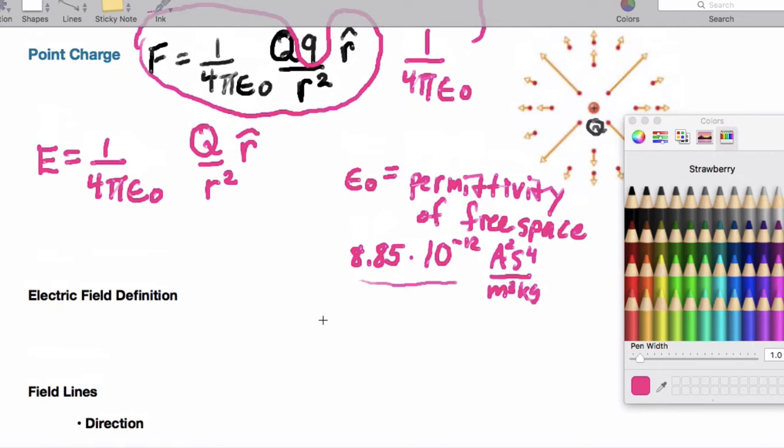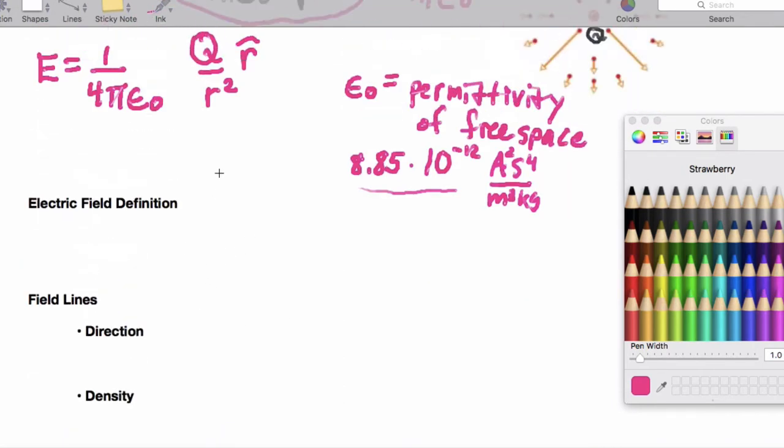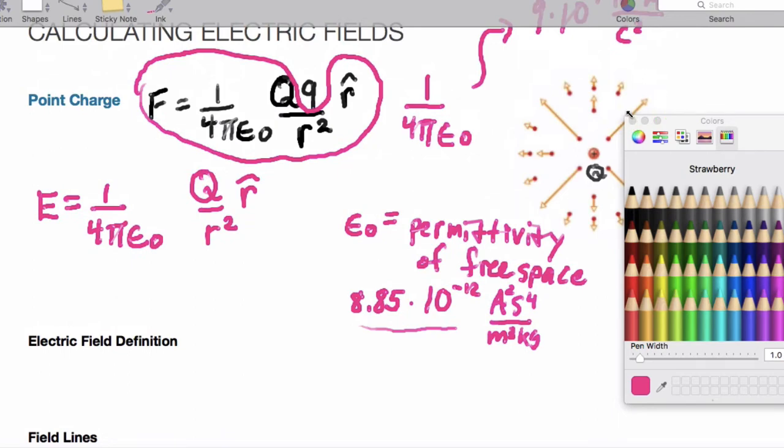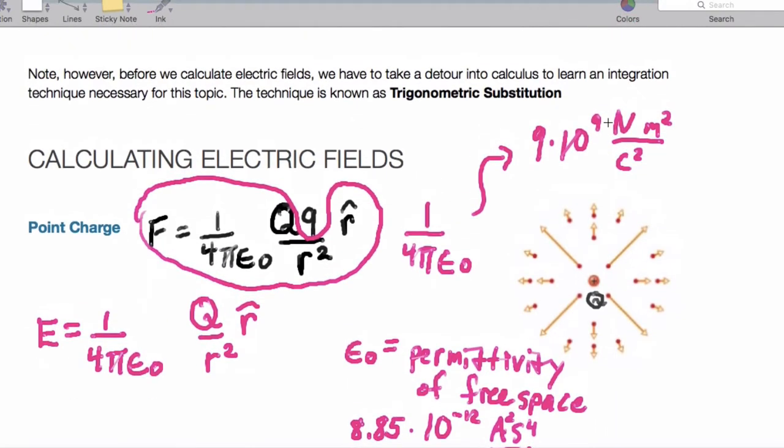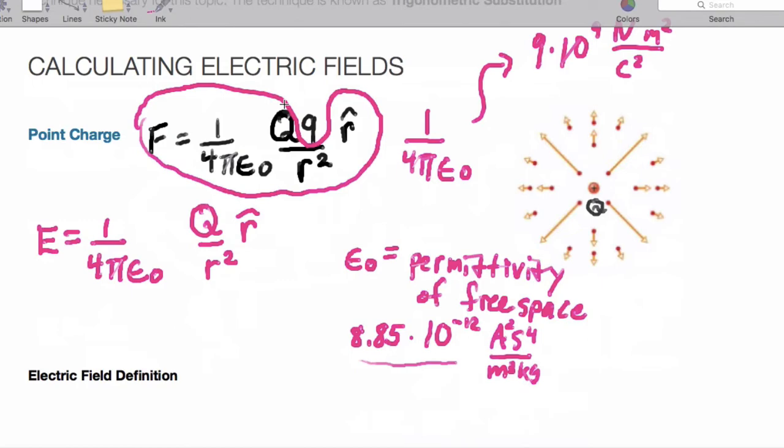Now, we did define the field before, it's invisible lines of force, and we talked about how the direction and density work, so I don't want to go over that now. The purpose of these videos is really just to get you doing the math calculations to get fields for various objects. So this is the field of the point charge, and we're going to revisit the dipole in the next video.